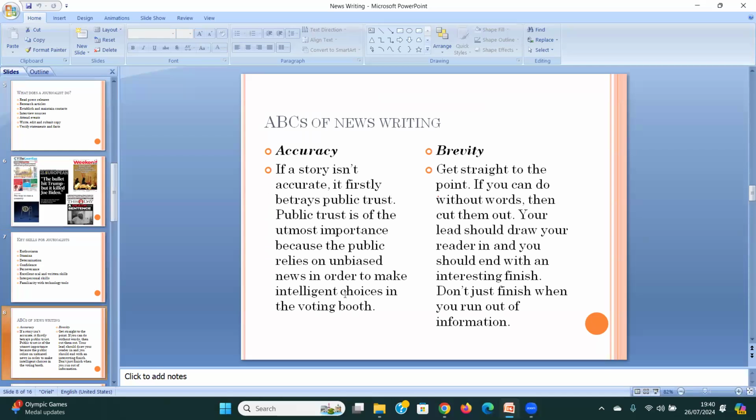Now, I come to the nitty-gritty of news writing. The first, the ABC of news writing, is accuracy. You can't be wrong on this one because this is the pillar on which the other two stand. If your information is not accurate, then there's no point writing that story.